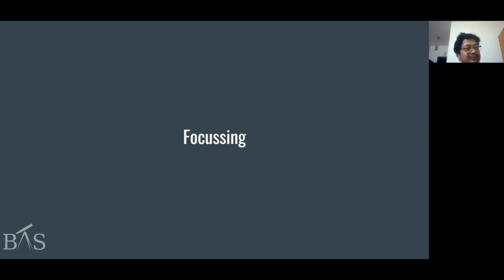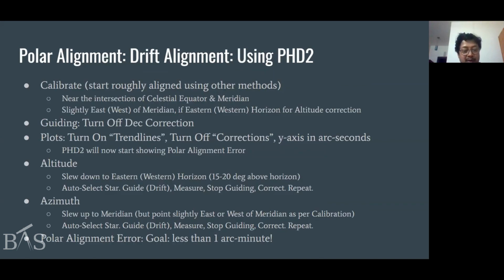Oh, what is the kind of polar alignment error should I settle for? If you're doing a long exposure, then it actually, if you do it right, it will.